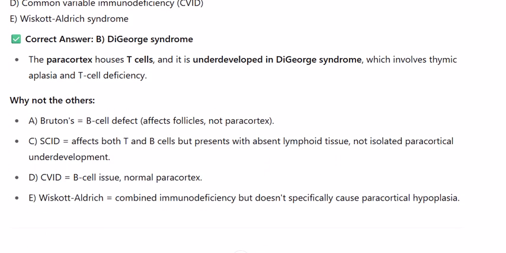A. Bruton's equals B cell defect, affects follicles, not paracortex. C. SCID equals affects both T and B cells, but presents with absent lymphoid tissue, not isolated paracortical underdevelopment. D. CVID equals B cell issue, normal paracortex. E. Wiskott-Aldrich equals combined immunodeficiency, but doesn't specifically cause paracortical hypoplasia.